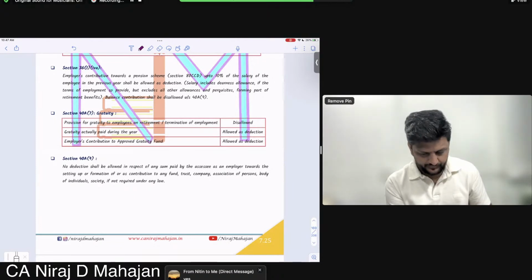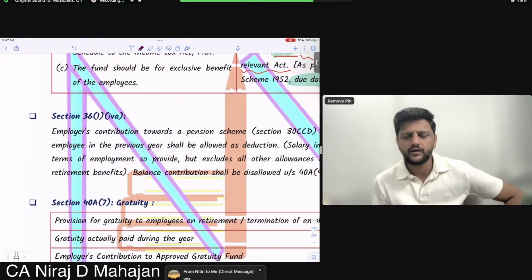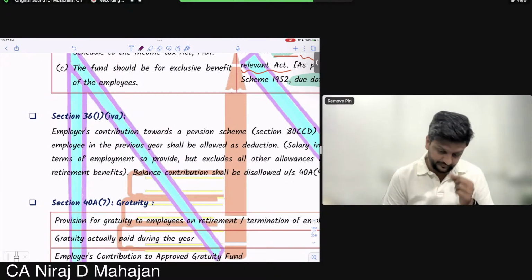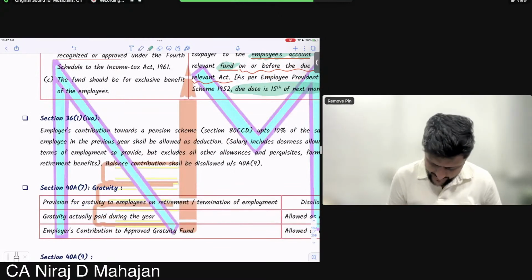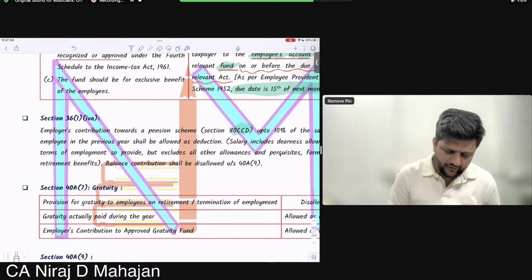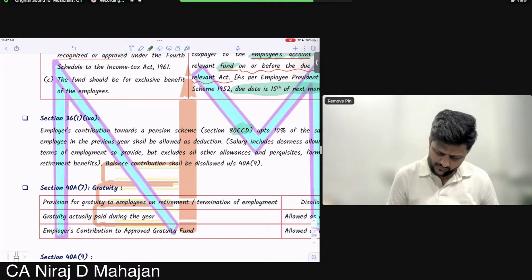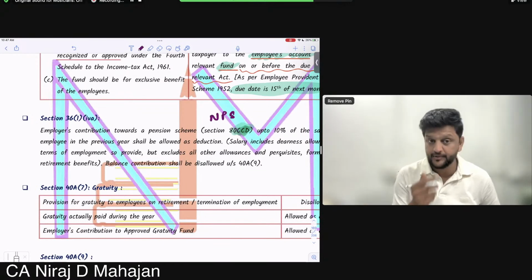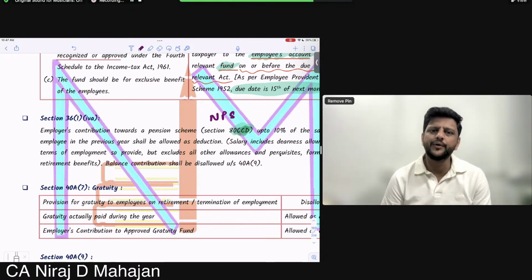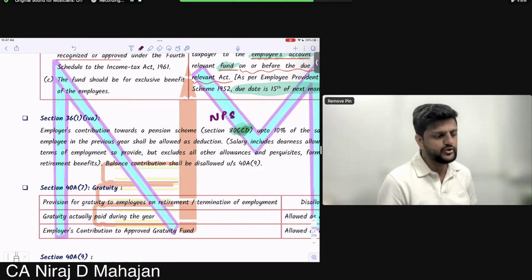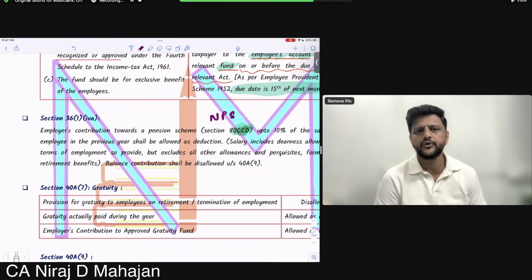36.14 here. 36, children, again talks about deductions only, right? Employer's contribution towards a pension scheme, 80CCD, which we have not covered fully, children, in the chapter of salaries. It is the National Pension Scheme, NPS, which we will do in detail when we go to chapter 6, deductions. Okay, it is 80CCD. So chapter 6 deductions, when we do that chapter, we'll do it in detail.